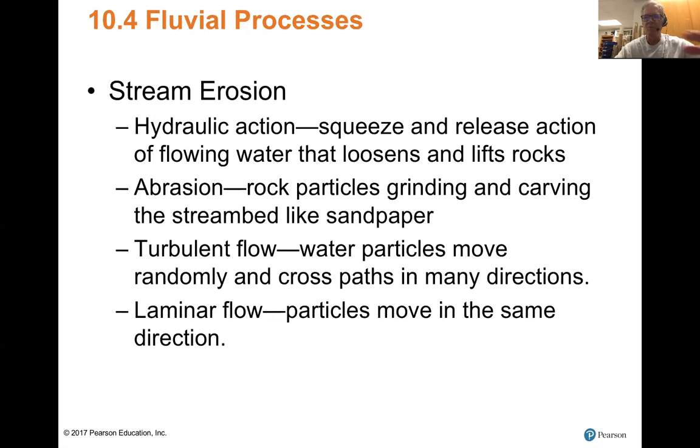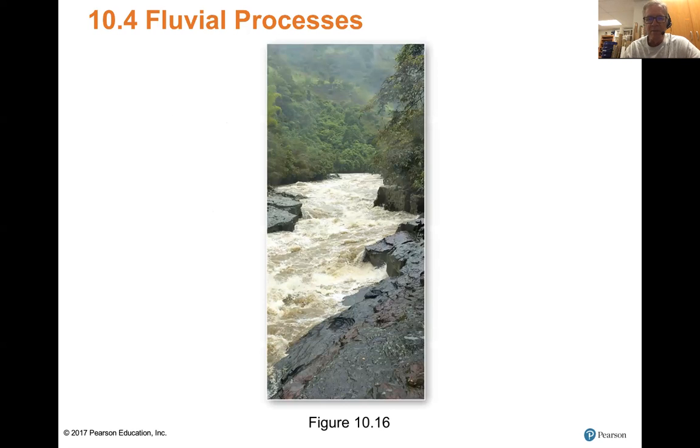There's abrasion, where the rocks grind up against the sides and the bottom of the stream bed, kind of like sandpaper, and will erode it. And the more turbulent the flow, the more water particles will move. And these are some examples. So notice how turbulent this is. So you're getting a lot of movement between particles.